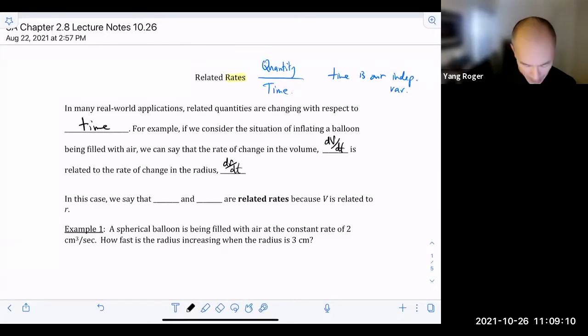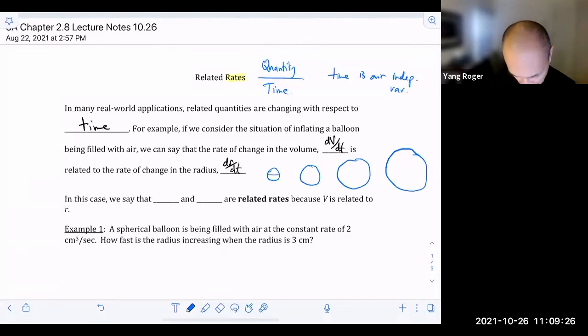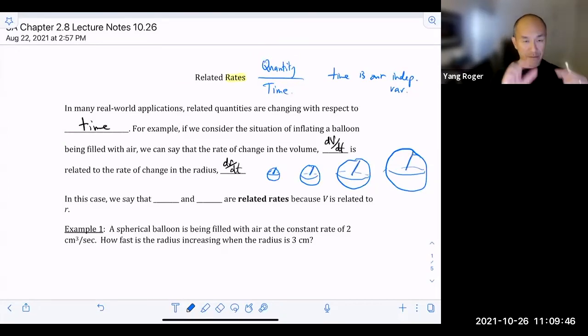So what do I mean by that? Let's say you're blowing up a balloon. So you have your balloon's really small, and then it gets bigger, and then it gets bigger, and then it gets bigger, right? As you're inflating this balloon, it's 3D. So maybe I'll go like this. And as you're inflating this balloon, not only is the volume changing, in other words, the amount of air inside the balloon is getting bigger and bigger, but the radius, the distance from the center to the edge, is also getting bigger. So that little radius piece is getting longer. And in this case, we're going to say that dV dt and dr dt are related rates. And they're related because the volume is related to r. Okay.